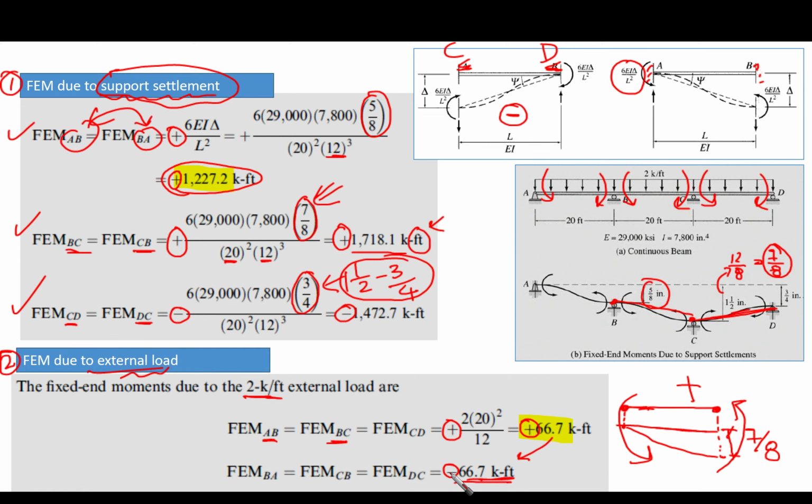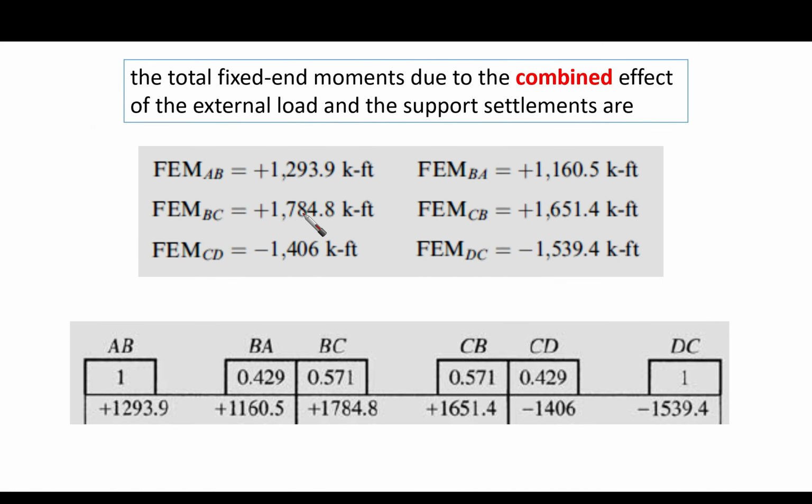Okay, so that's the case here. And then we have obtained the fixed end moments and the moment distribution factors. Then we can put the total. Now we want the total fixed end moments due to the combined effect. That's important. This is the key feature of this example. We want the combined effect of the external load and the support settlement.